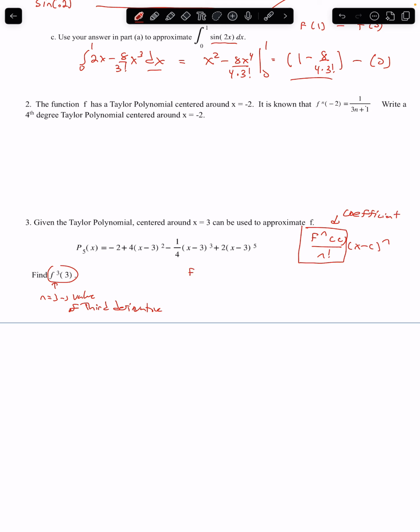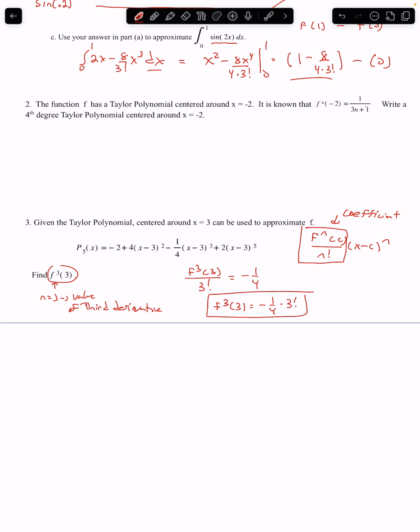So to generate it, it's going to be f third derivative of c, my center is 3, over 3 factorial. And I find out, well, which term here represents the third derivative? It's the one that has a power of 3. And if I look at the coefficient, be careful, it's a negative 1/4. So this is going to equal negative 1/4. And just do a little bit of algebra. We're going to get negative 1/4 times 3 factorial, whatever that is. That's the value of our third derivative. Kind of a jerky problem, if you ask me.